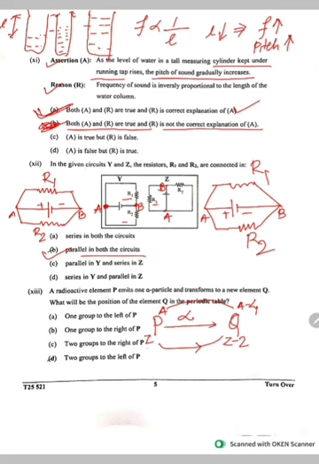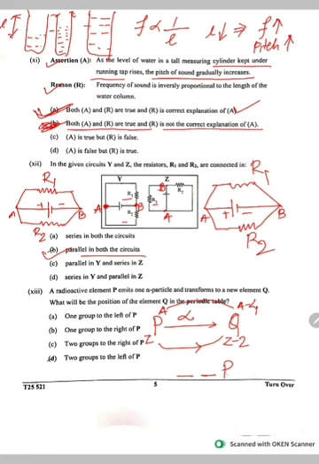Okay, so actually the question is asking what will be the position of the element Q in the periodic table. Suppose this atomic number has decreased by 2. Suppose in the periodic table this one is the position of P. And as we know, in the periodic table every element is arranged according to its atomic number. So here the atomic number has decreased by 2. So this one is P, and P has emitted alpha particles.